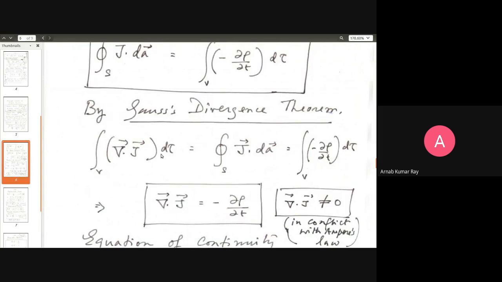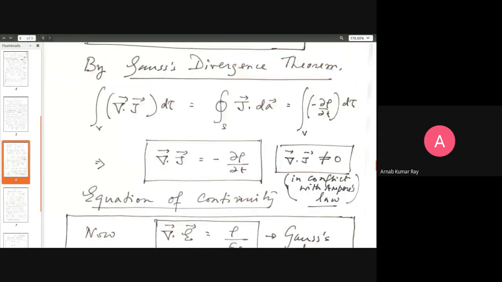Next, as soon as you have a way of connecting a surface integral to a volume integral, the next task is to write divergence of j. Here you have a volume integral with d tau, and over here also a volume integral. So divergence of j is equal to minus del rho by del t. So here we have a problem: divergence of j is not equal to 0.